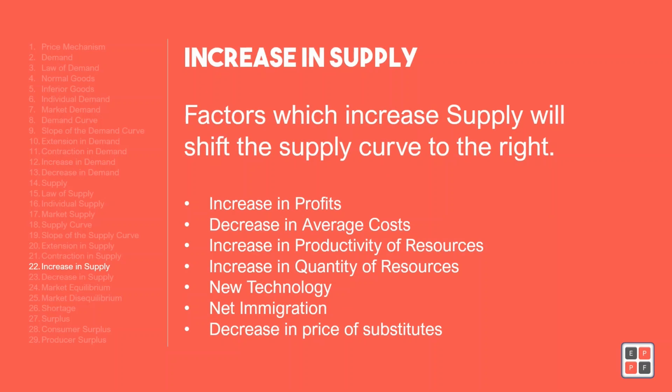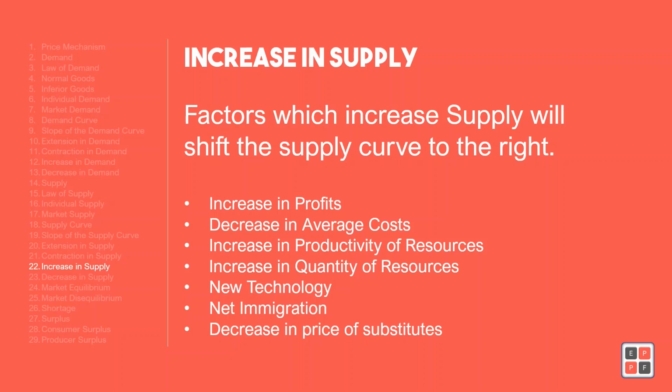Factors which increase the supply will shift the supply curve to the right. These factors are known as non-price factors. Increase in profits will encourage more suppliers to enter the market, and hence the supply of a product is going to increase. Decrease in average cost is going to increase the profit per unit, which is going to result in an increase in supply. Increase in productivity of resources means that the cost per unit is going to fall.